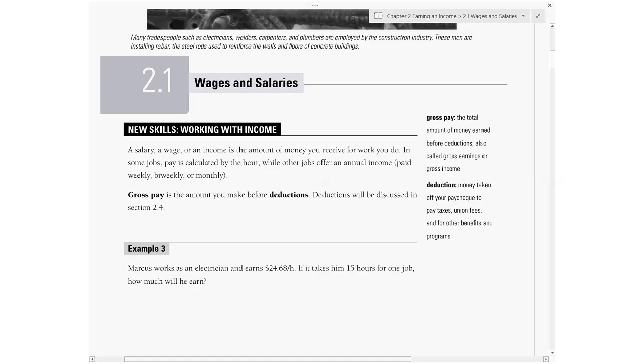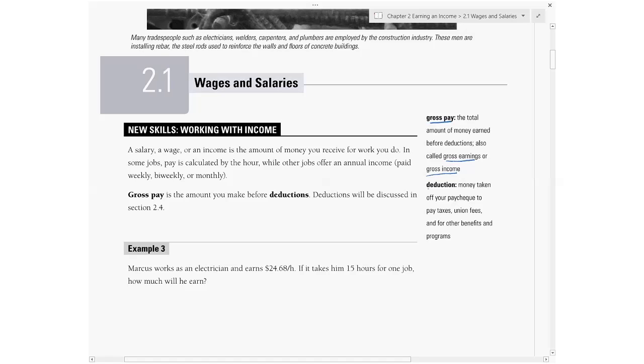So we've got gross pay, which is the total amount of money earned before deductions, so also called your gross earnings or gross income. So gross just means large, the large amount. So this is what somebody asks, how much do you make? You tell them that. How much do you make a year? You tell them that. This is before deductions.